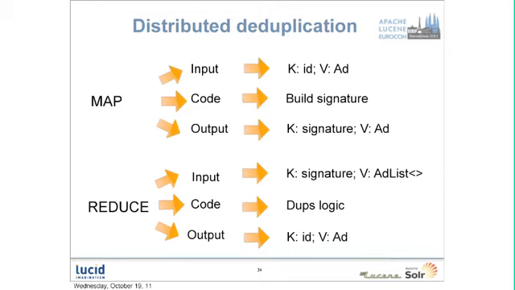The MapReduce job would look like this. It would receive, as I said before, as input key-value the ID of a document and the document itself. The code here is responsible for building the signature, just this. Just build the signature and emit it as the key, and the value would be the document again. And then in the reduce, the key would be the signature, so for each signature, we're going to receive a list of documents.